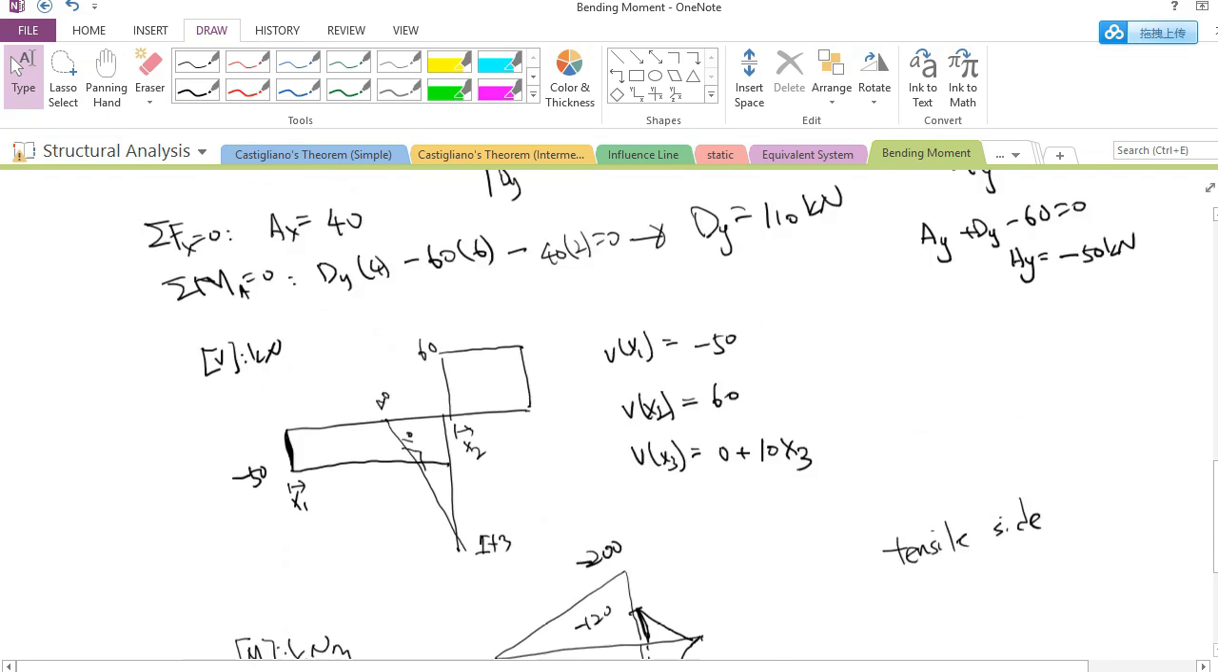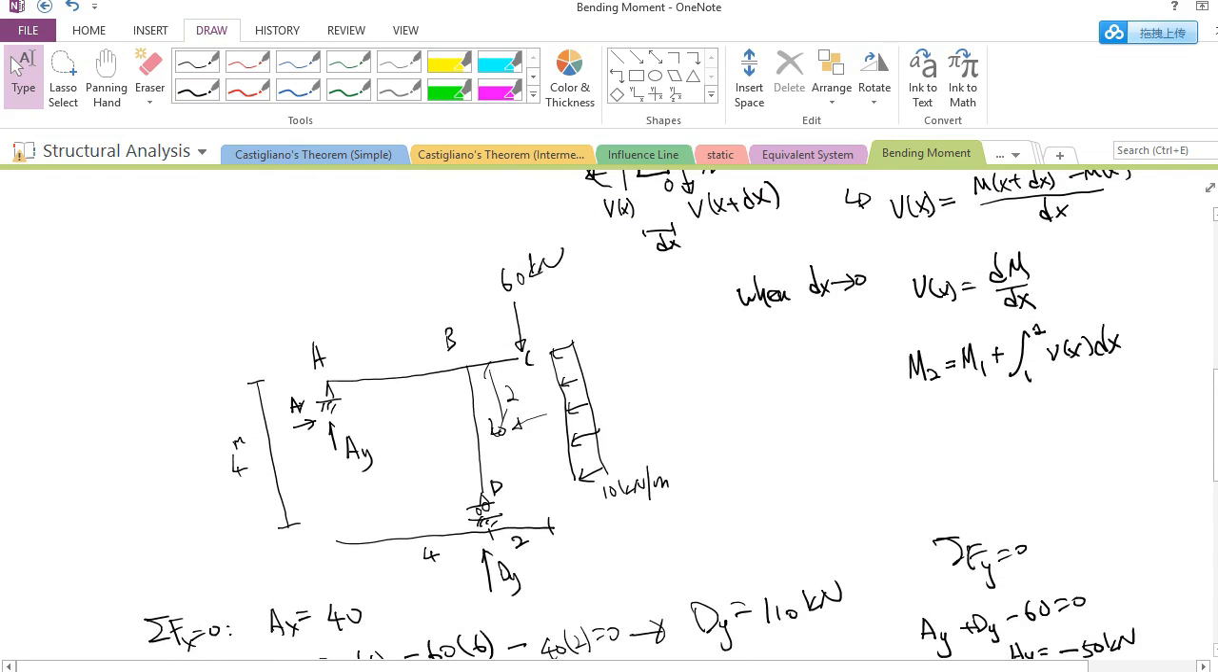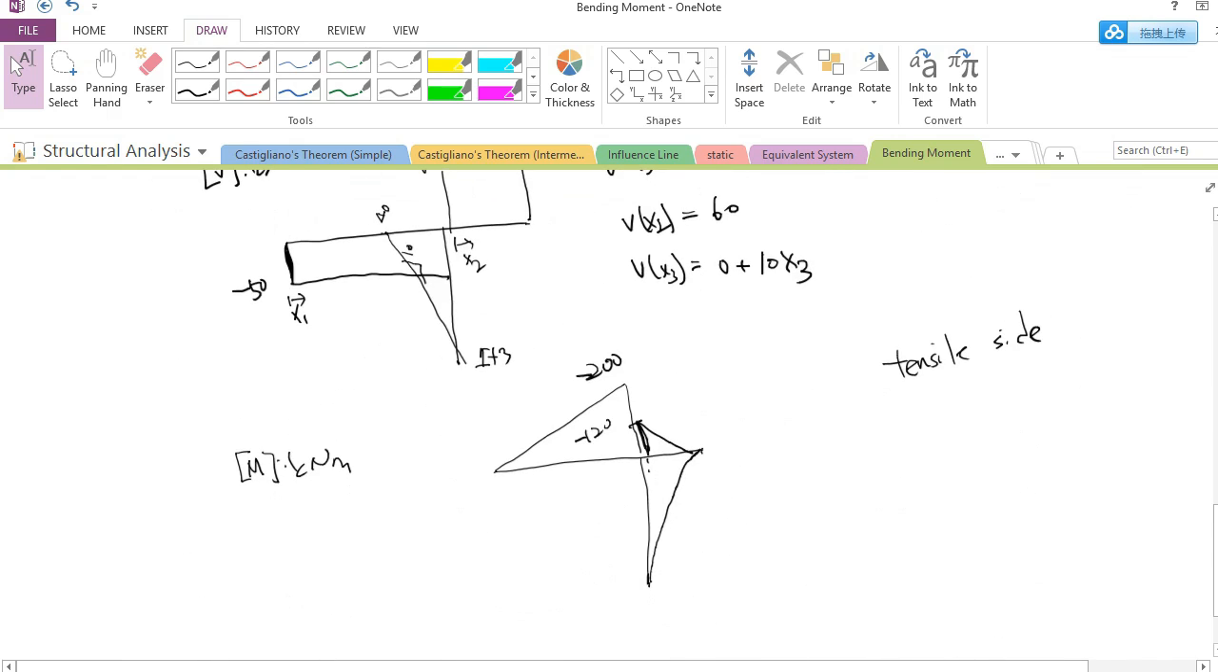Basically from this equation, you can treat the moment at point D as 0. So if I want to know the moment at point B, from this segment BD, then it is just the area under the shear force diagram, basically 40 times 4 divided by 2. It's 80, positive 80.